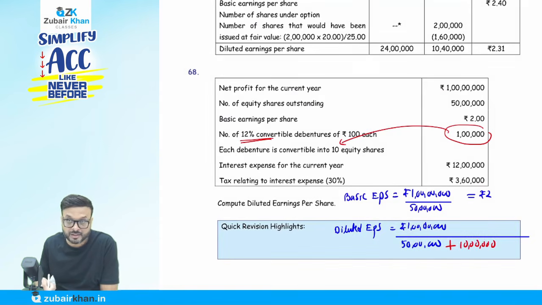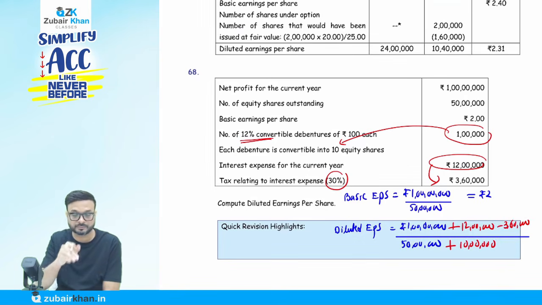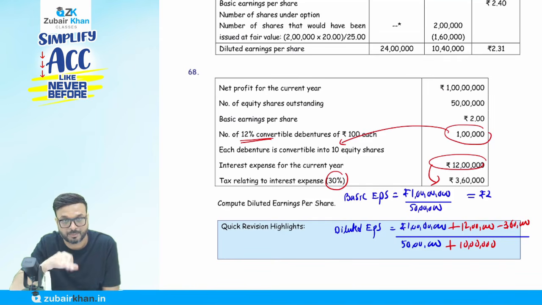Interest expense for the current year is 12 lakh. So I don't have to pay the interest, so my profit will increase by 12 lakh. But I have to pay the tax. They say 30%. So minus 30%, because my profit will go down when I pay the tax. Because when you don't pay the interest, profit will increase, but tax is also increased. So my profit will go down.